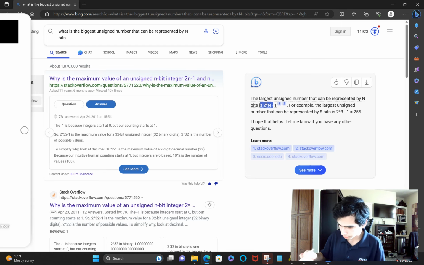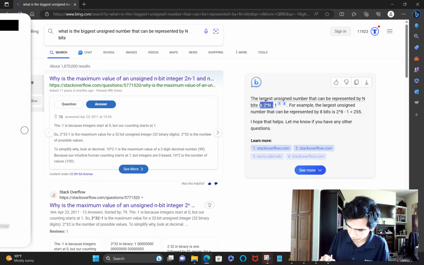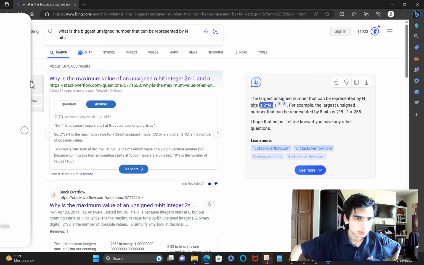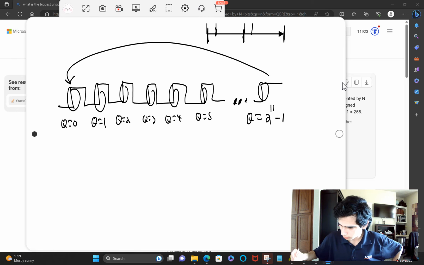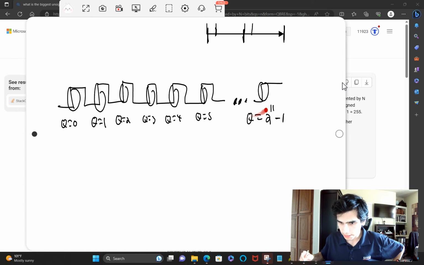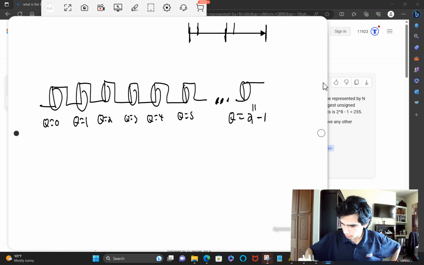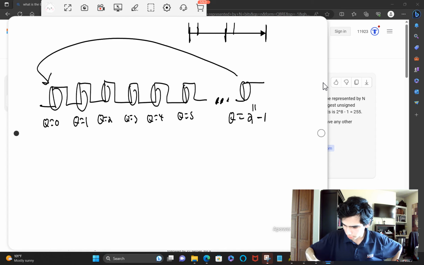So since we declared Q to have 11 bits at the top, it's going to count all the way up to 2 to the 11 minus 1, whatever that value is. And then it's just going to restart, and then do the whole thing again and again. So once we get right here, it's going to reset and count all the way up again and then reset and just keep doing that.